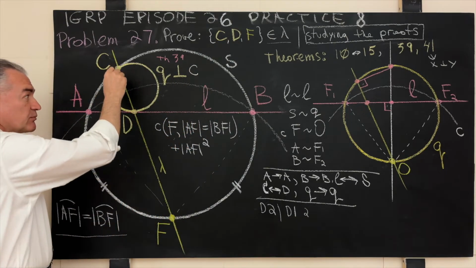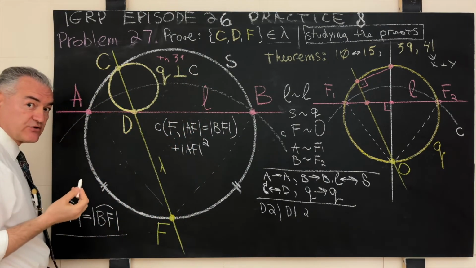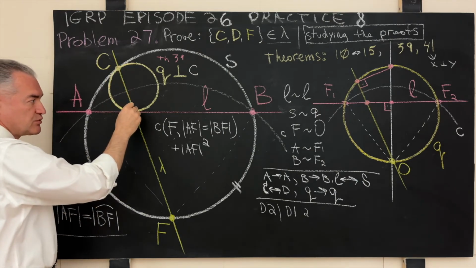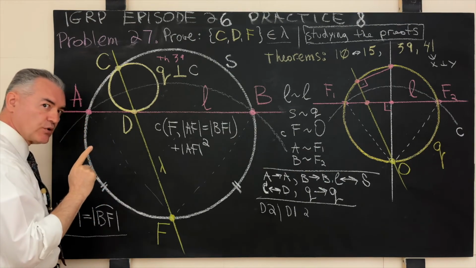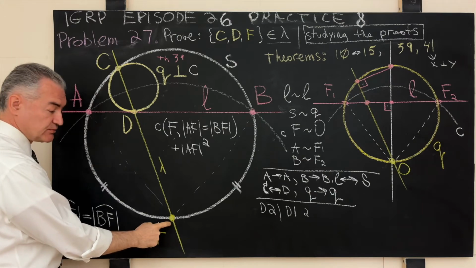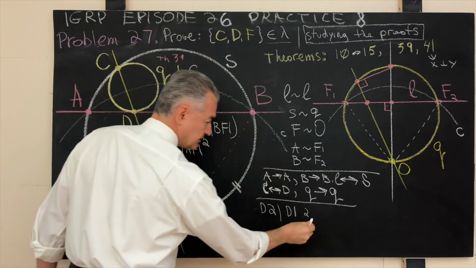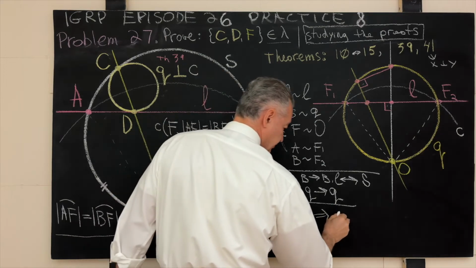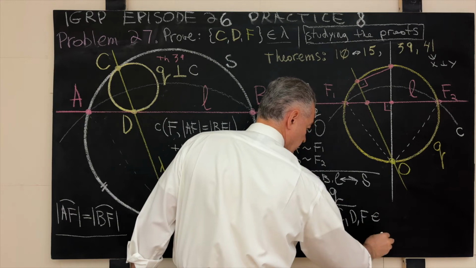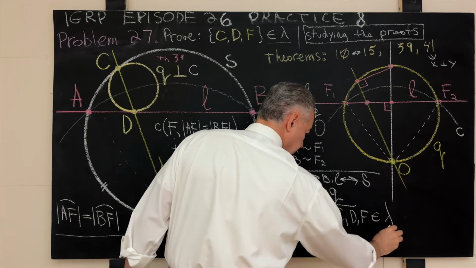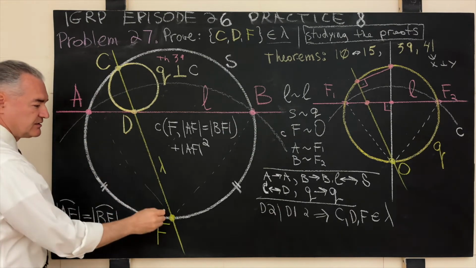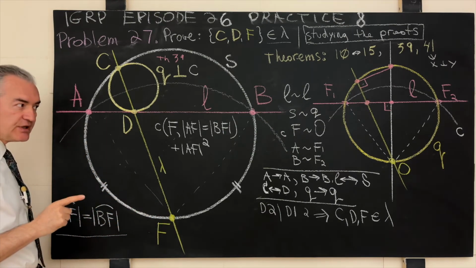Remember how we define the geometric transformation of inversion. It's the transformation under which the pre-image and image points remain collinear with the center of inversion. The center of inversion in this case was the point F. That precisely means that the points C, D, and F belong to one and the same straight line. These points, C, D, and F, must be collinear.